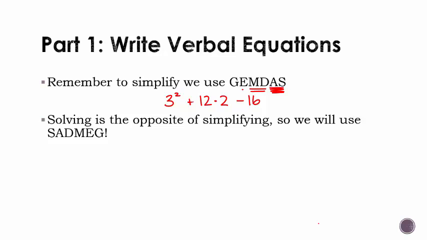Since solving is the opposite of simplifying, we've got to turn this around. The first thing we're going to do is undo addition and subtraction, then undo division and multiplication, then take care of any exponents we have, and then finally touch on the grouping symbols. So instead of GEMDAS, we have SADMEG.